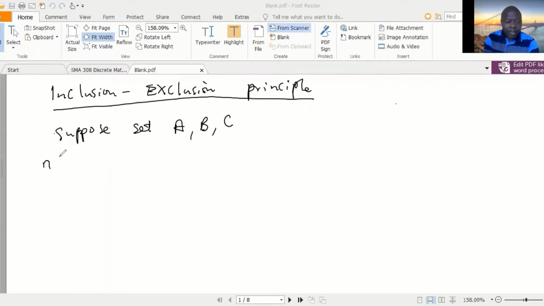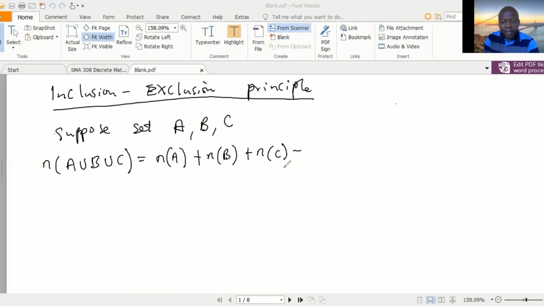then the number of elements in the union of A, B, and C will be given by: we include the elements in A, include the elements in B, include the number of elements in C, and then exclude the elements in the intersection of A and B, exclude the elements in the intersection of A and C, exclude the elements in the intersection of B and C, and then include the elements in the intersection of A, B, and C. So this is what the inclusion-exclusion principle says for three sets.